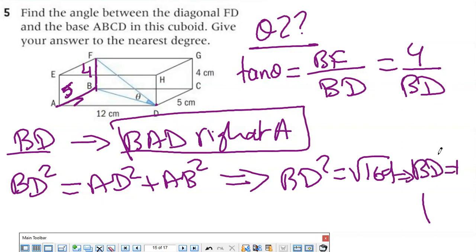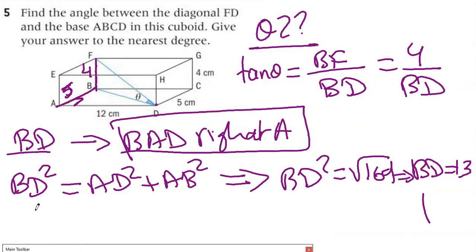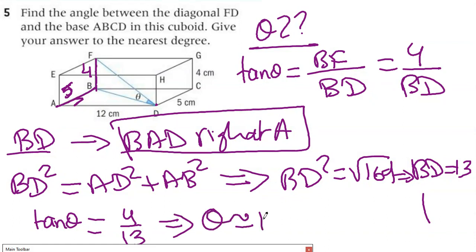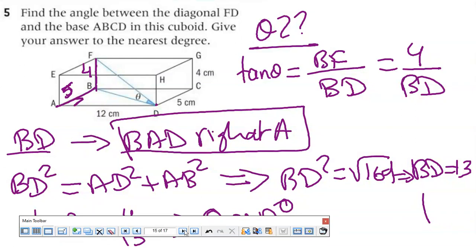And then I just replace. I'm just trying to go fast to finish quickly. So 13. And now I can replace. So what's going to be tangent theta? It's equal to 4 over 13. I take my calculator. I put shift tangent of 4 over 13. And theta is going to be approximately 17 degrees. If you didn't get it, guys, repeat the video. It's not hard. You will understand.